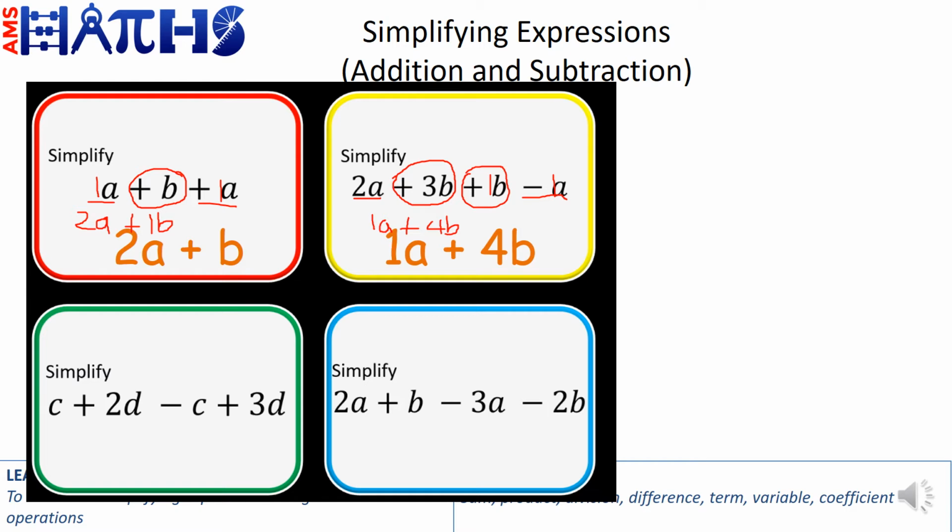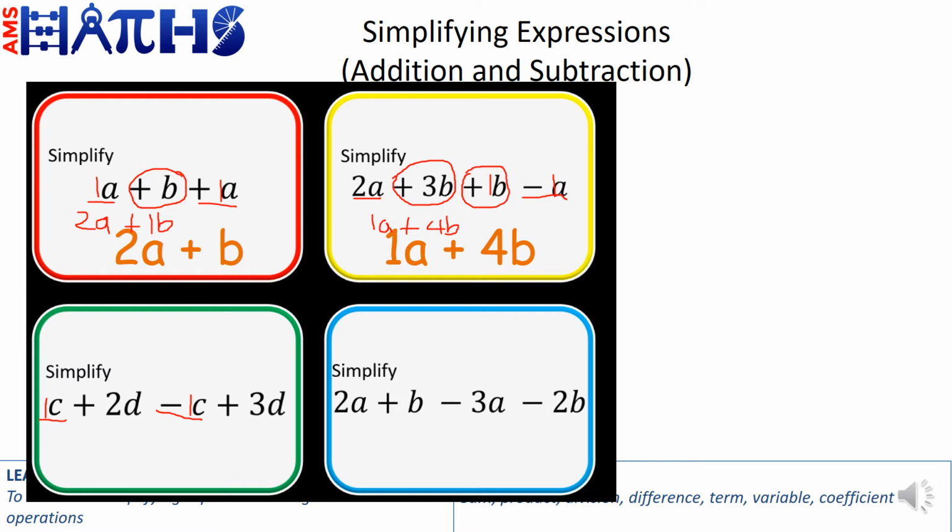For the third example, in the green box, again, we have different letters, and so we can only combine the like ones. So we have C's and we have D's. So starting with the C's, we have 1C and minus 1C. So 1C minus 1C is 0C. So we do not need to write that one down.